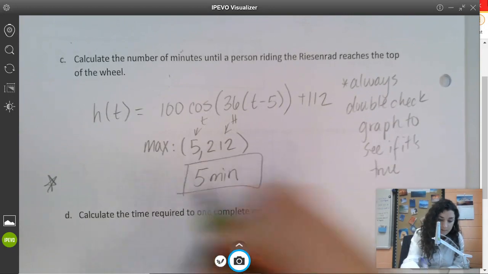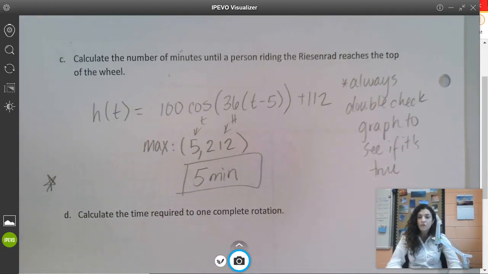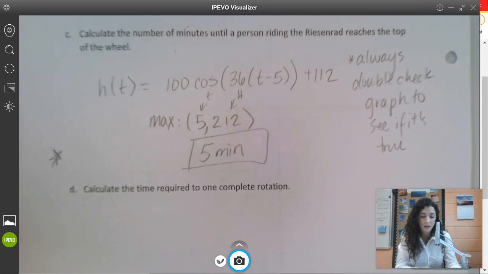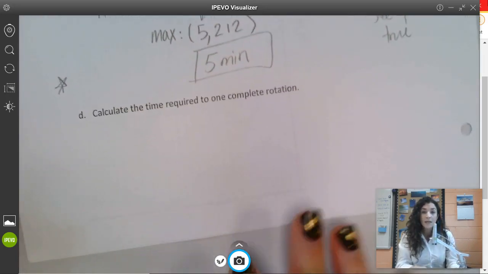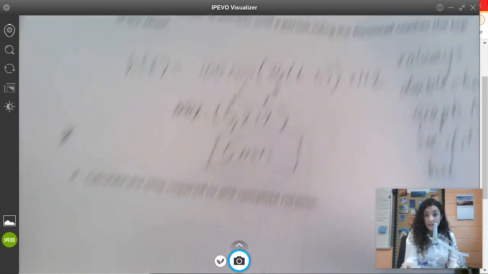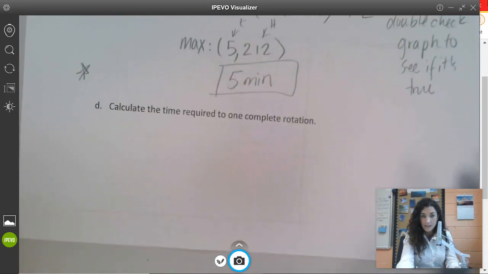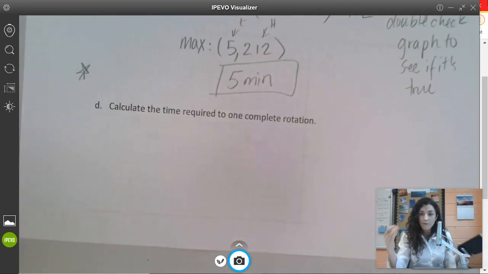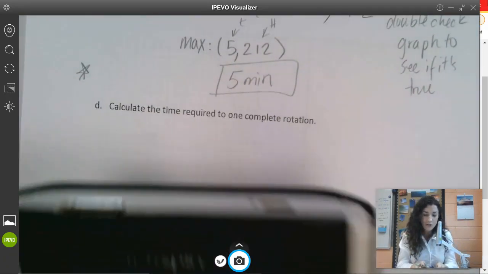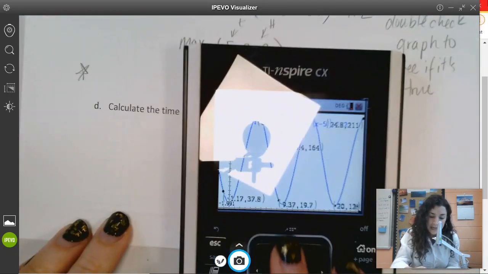Stop. Take a second. Does that make sense that it takes you 5 minutes to reach the top of a Ferris wheel? Yeah, that makes sense. Calculate the time required to complete one rotation. Now, this is the period, right? We can tell from the context of the situation. We could grab it from our equation, but it looks different than we're used to. So what we're going to do instead is grab it from our graph, because we've already graphed it.